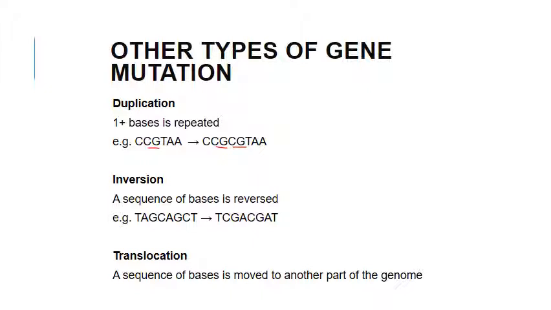The next is inversion, where a sequence of bases is reversed. Here we can see the TAGCAGC. That has been reversed, it's been switched over. TCGACGAT. It is the reverse of this first sequence. And that would change the order of the amino acids. Depending on the length of the DNA which is reversed, that will decide the amount of change to the amino acid sequence, the primary structure of the protein produced.